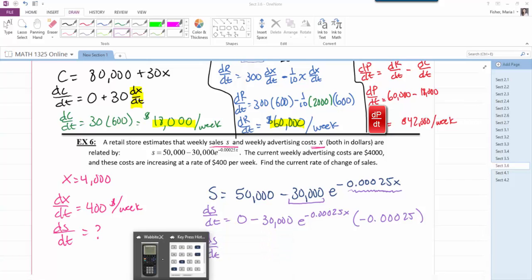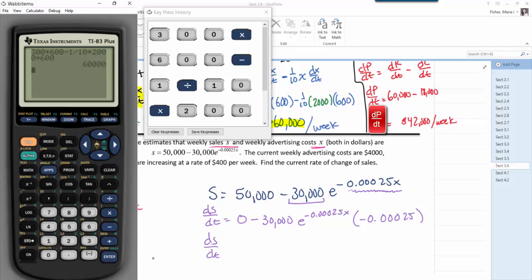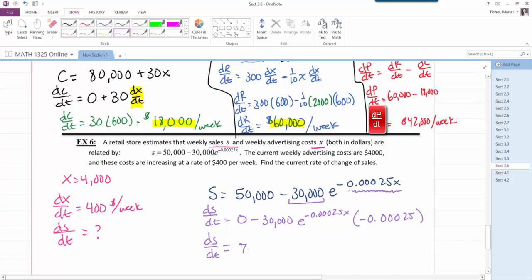And let's grab a calculator and figure out exactly what 30,000 times 0.00025 is. We end up with 7.5. So ds/dt is equal to 7.5 e to the negative 0.00025x. And you know what we forgot to write here? We just took the derivative of an x term with respect to t, so times dx/dt. It was the only thing we had forgotten to write. After we took the derivative, we forgot to put dx/dt because we had taken the derivative of an x term with respect to t.